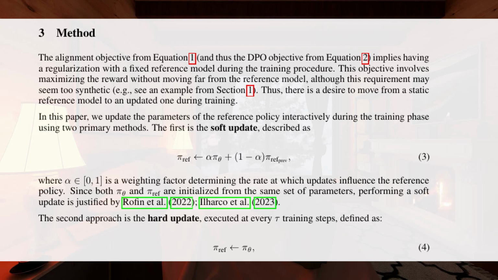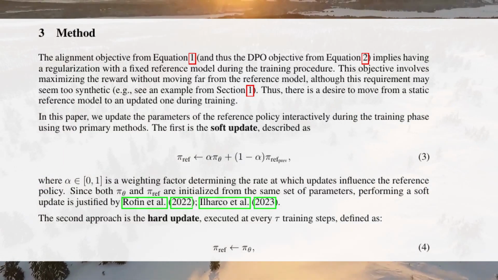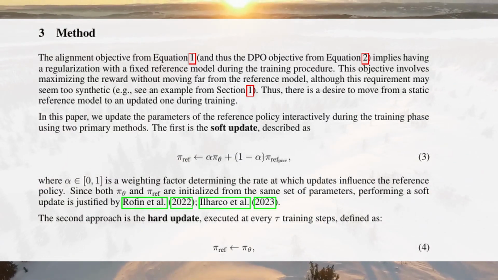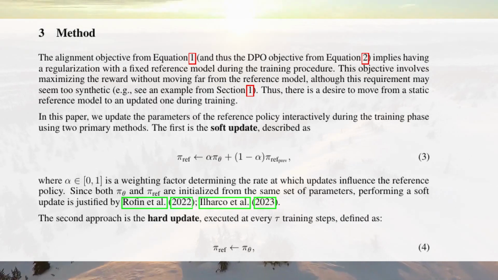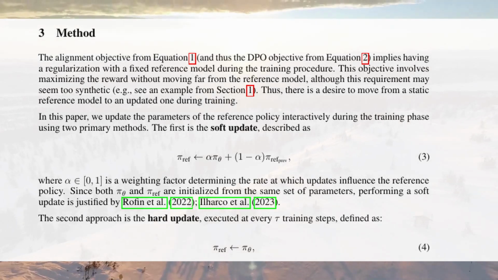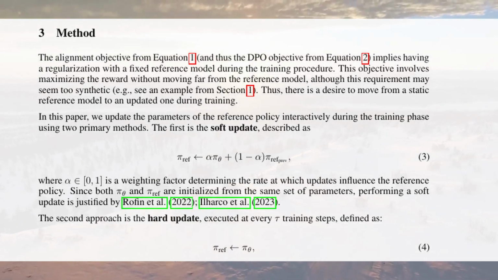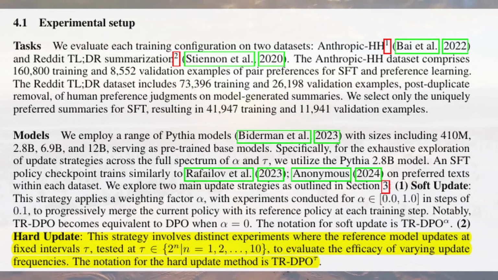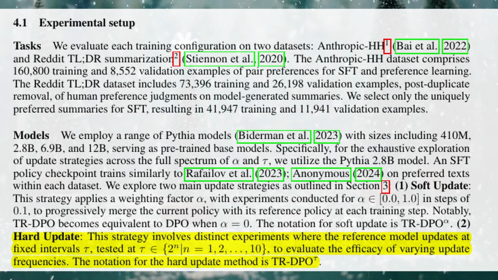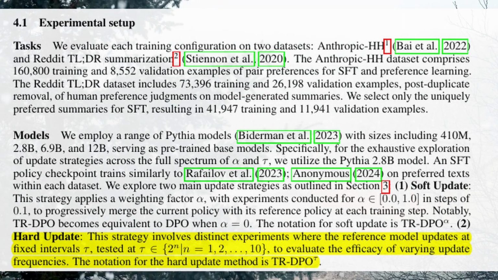Connecting to Trust Region Optimization. The concept of updating the reference policy is linked to Trust Region Optimization methods. The paper suggests that TR-DPO operates within a space between the traditional alignment objective, equation 1, and the Trust Region variant, equation 5. By controlling the frequency and scale of updates to the reference policy through alpha and tau, TR-DPO aims to achieve a balance between maximizing rewards and maintaining stability.